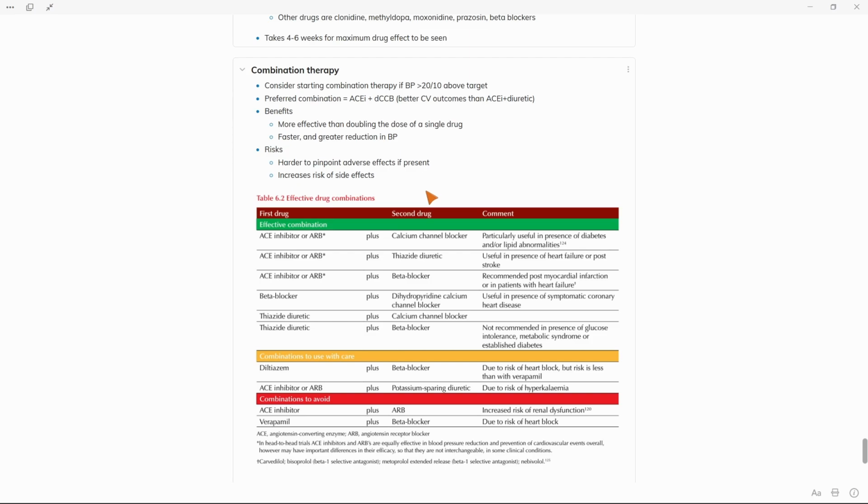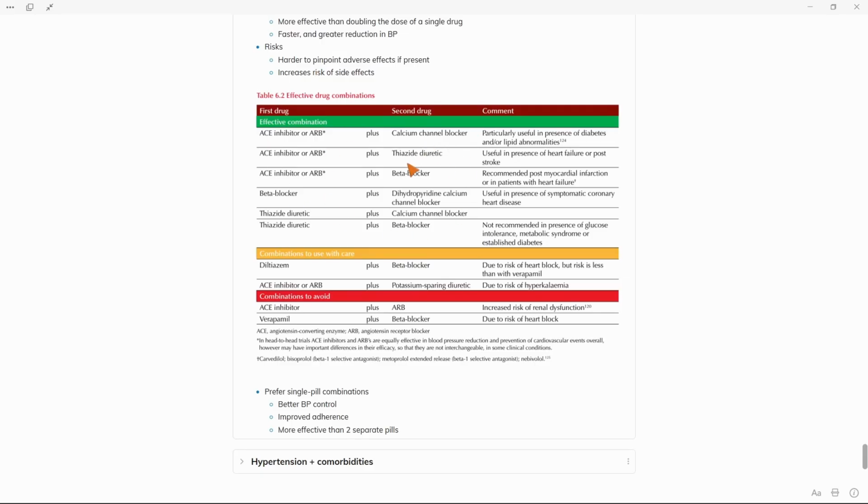The benefits of combination therapy is that it is more effective than doubling the dose of a single drug, and you achieve a faster and greater reduction in blood pressure. However, the risk is that if the patient develops any adverse effects, it can be difficult to pinpoint which is the culprit medication. So for example, if the patient develops postural hypotension, is it because of the ACE inhibitor, or is it because of the calcium channel blocker, or is it because the blood pressure is reduced too quickly? The other risk of combination therapy is that it also increases the development of side effects.